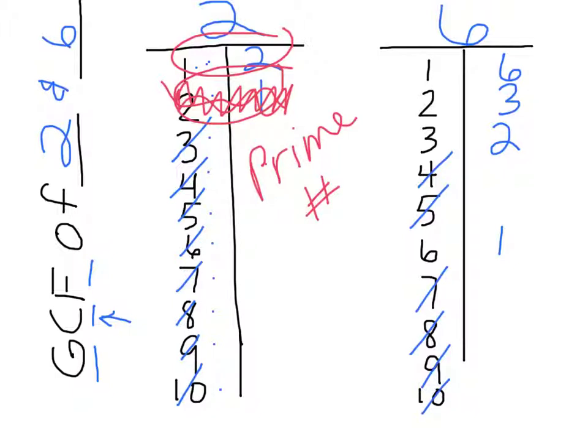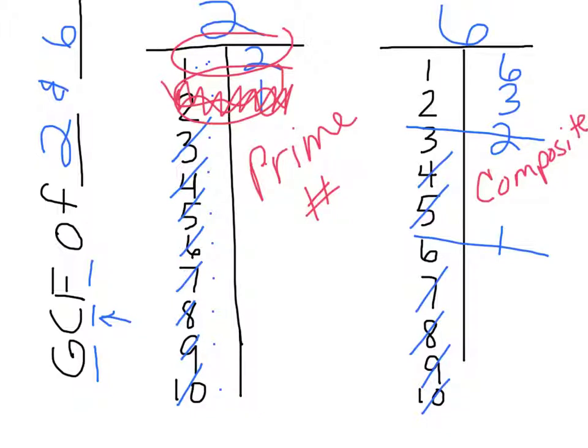Then I look for my repeats. I've got 1 and 6, 2 and 3, and then I say 3 and 2. That's a repeat, so we get rid of it. 6 and 1, that's a repeat. We get rid of it. So that means 6 only has 4 factors, which makes it composite, right?